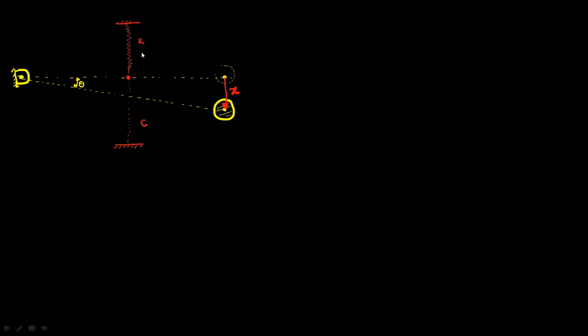This spring K will deform. Let us take this point as M, and this is the M dash point. This displacement is the deformation of the spring. At the same time, the damper C will get compressed with the same displacement. Let us assume this displacement as Y. So Y and X are the linear parameters.